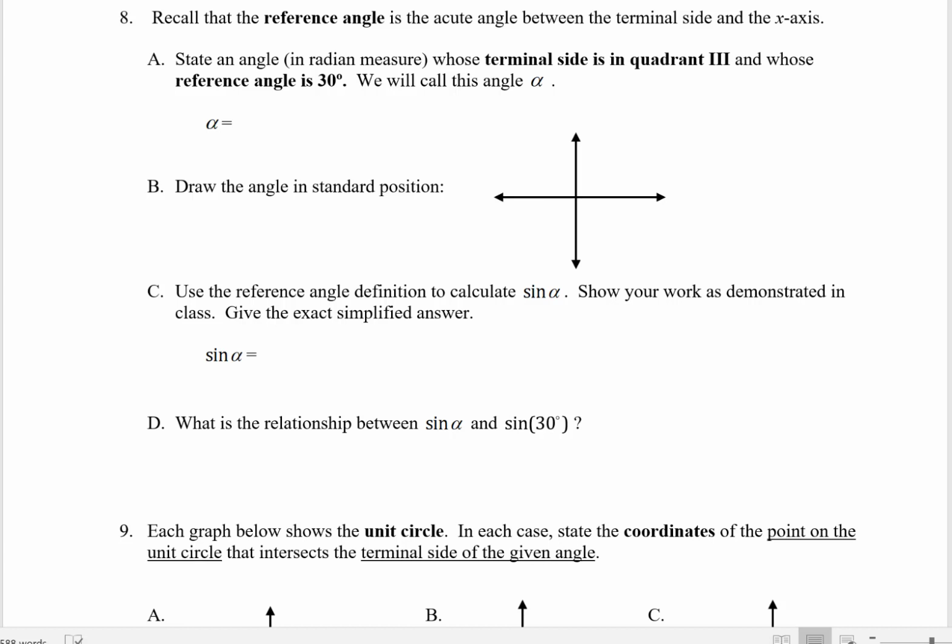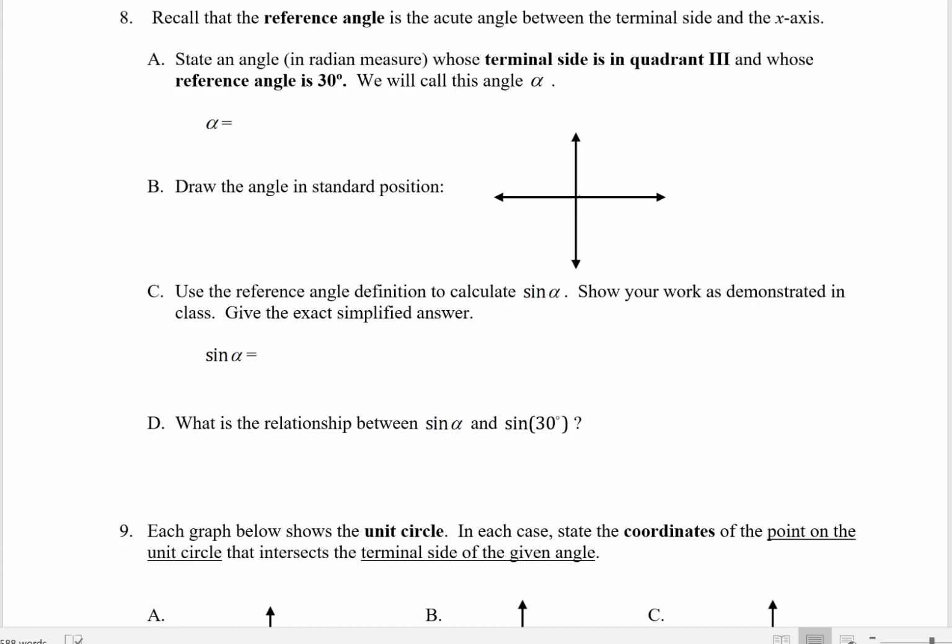Problem number 8. Remember that the reference angle is the acute angle between the terminal side of an angle and the x-axis. Part A says we want to find an angle whose terminal side is in quadrant 3 and whose reference angle is 30 degrees. In part B, we want to draw that angle.